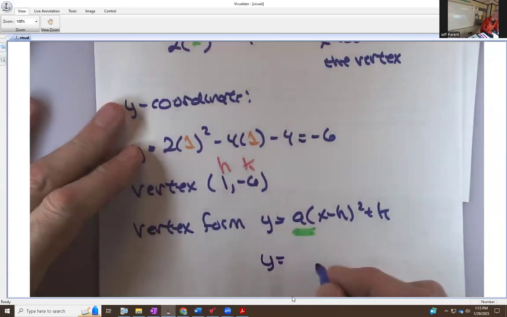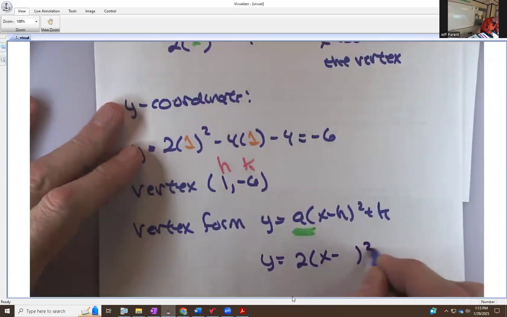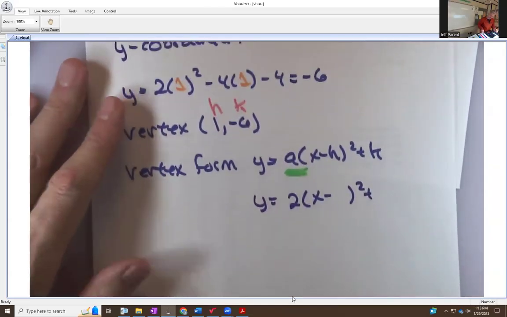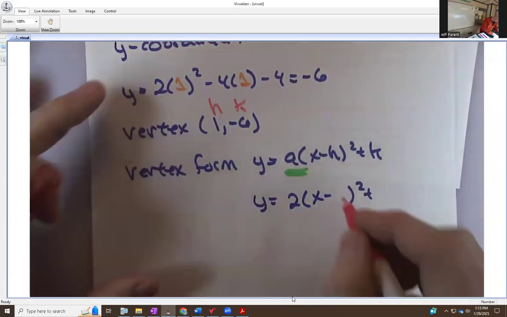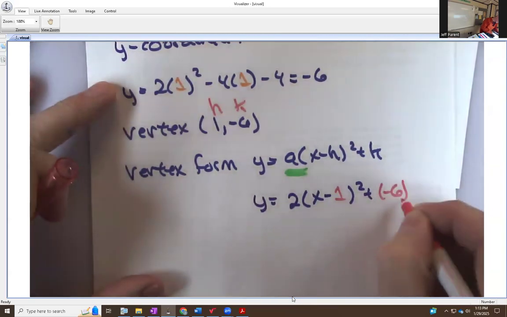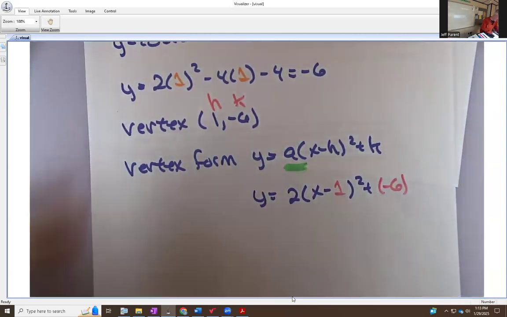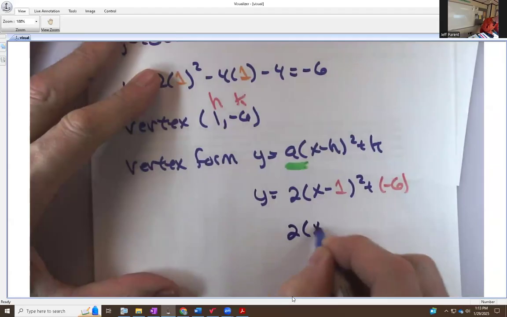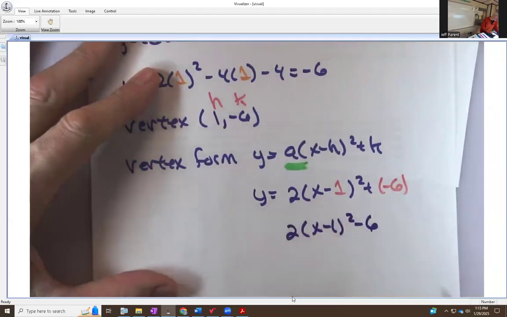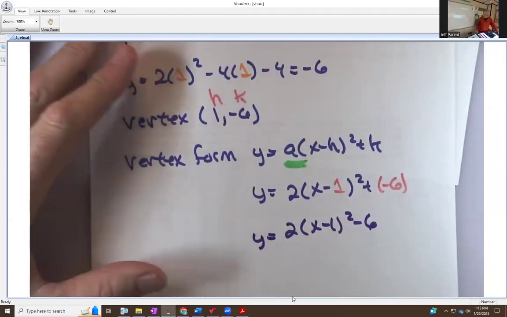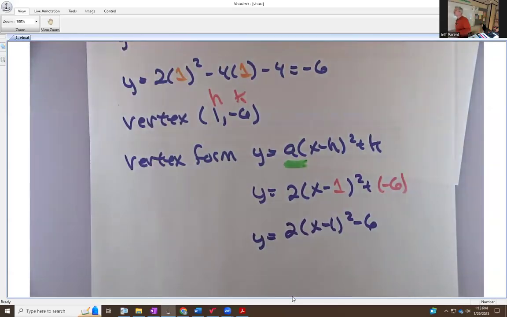And I'm going to have 2 times x minus 1 squared plus negative 6, or better yet, just 2 times x minus 1 squared minus 6. I don't know. Maybe that's a little bit easier for you. What do you think? Does that work?